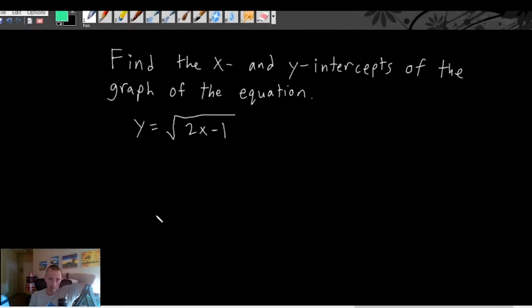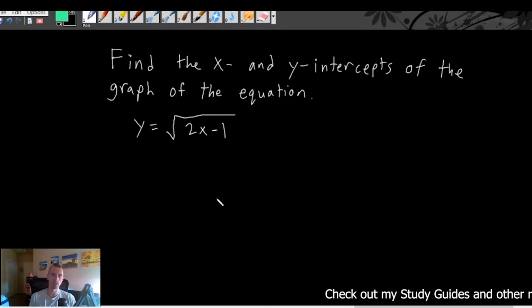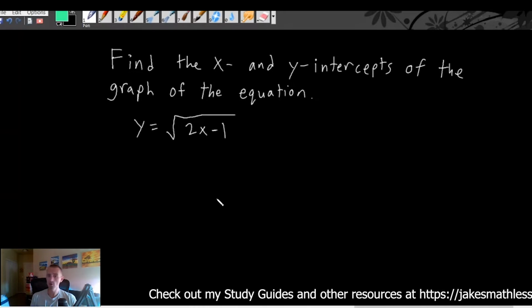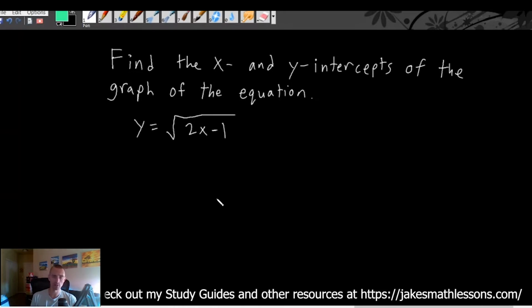Find the x and y-intercepts of the graph of the equation y equals square root of 2x minus 1. So there's a couple ways to do a problem like this. The first one would be to graph your function and look at your picture and see where it intersects with each of the x and y axis. You can also do this algebraically without having to deal with graphing.